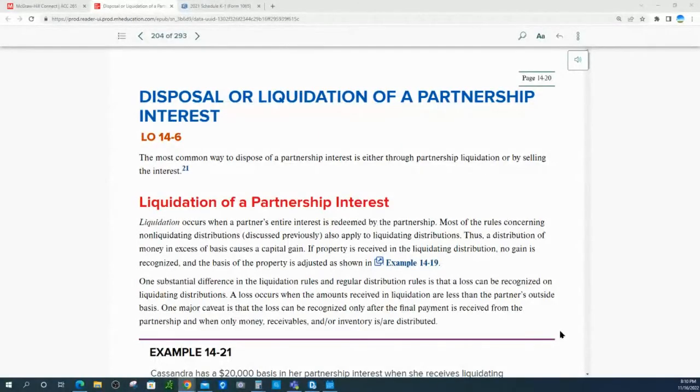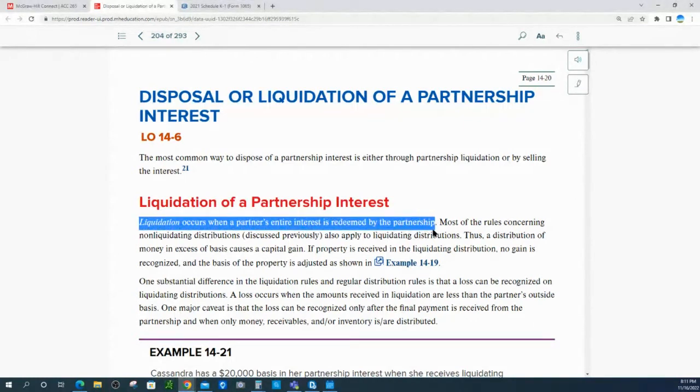Disposal or liquidation of a partnership interest. This is where either the partnership ceases to exist, or the partner disposes of their portion of the partnership. So it's a liquidating distribution, and they're no longer a partner. Liquidation occurs when a partner's entire interest is redeemed by the partnership.